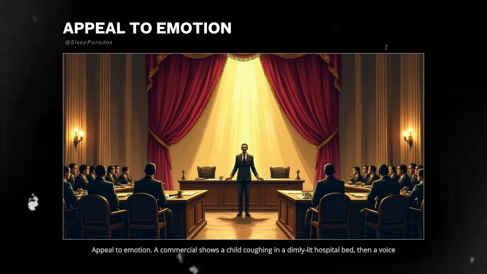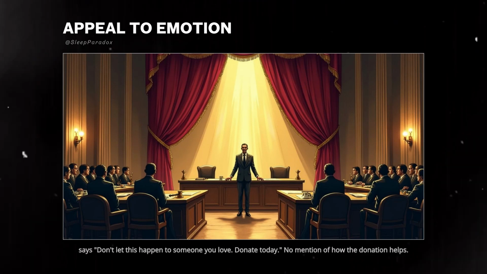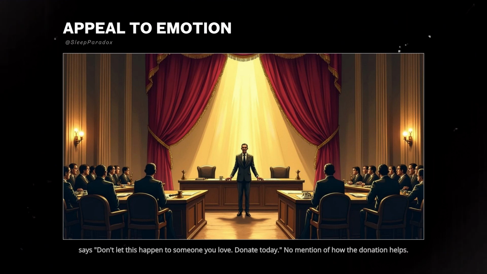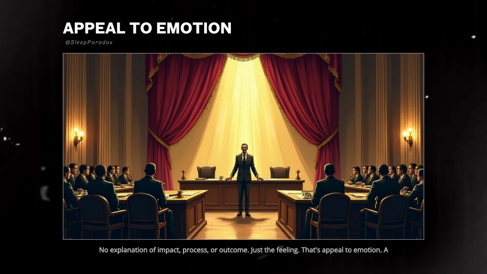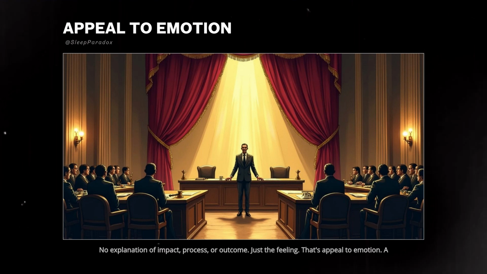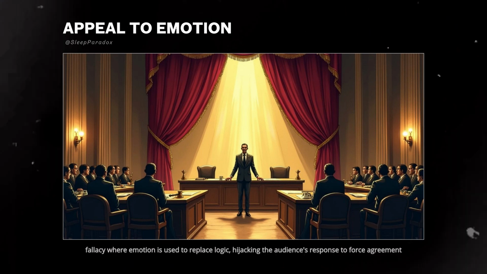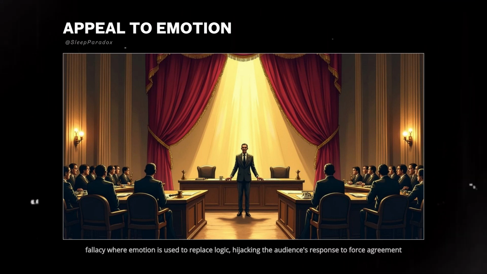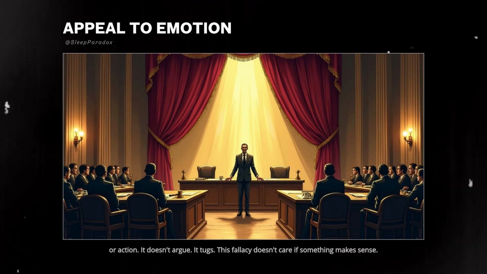Appeal to emotion. A commercial shows a child coughing in a dimly lit hospital bed. Then a voice says, "Don't let this happen to someone you love. Donate today." No mention of how the donation helps. No explanation of impact, process, or outcome. Just the feeling. That's appeal to emotion. A fallacy where emotion is used to replace logic, hijacking the audience's response to force agreement or action. It doesn't argue. It tugs.